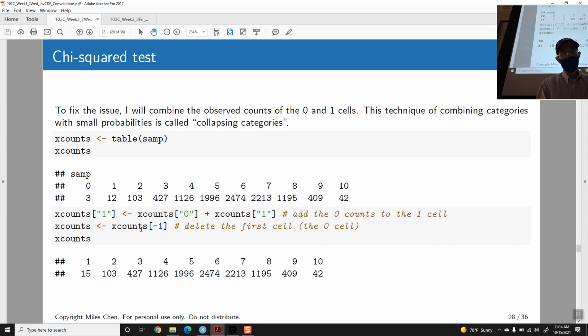And then we'll end up deleting this. So this 3 gets added into the 12, so now we have the 15 here, and we're going to delete this. So we're going to collapse these categories, and I only need to do it for this one. Perhaps in your homework you have to collapse multiple cells.